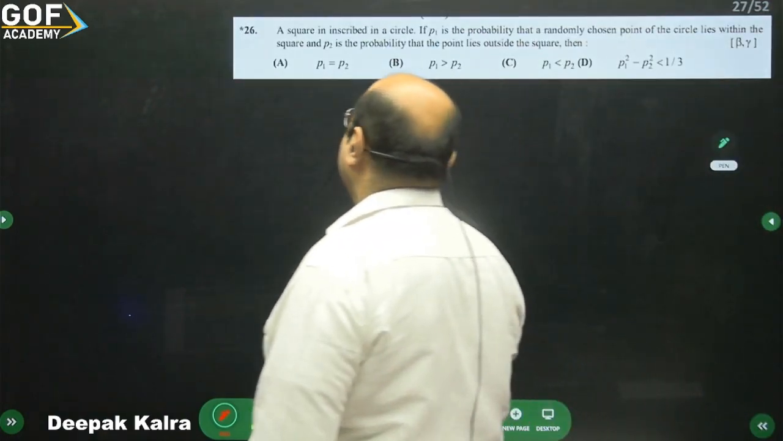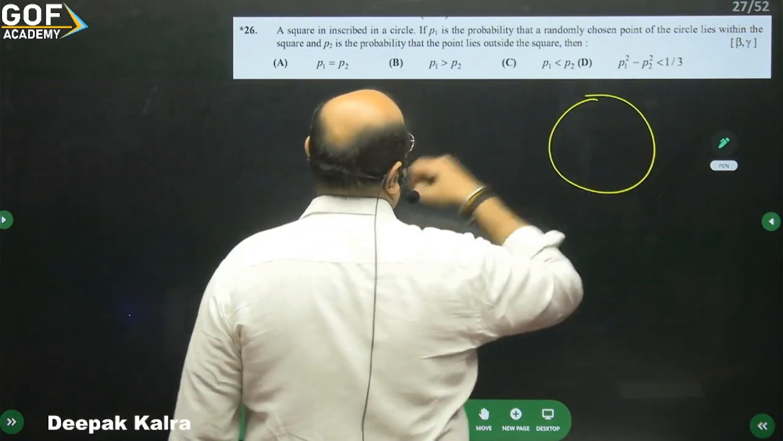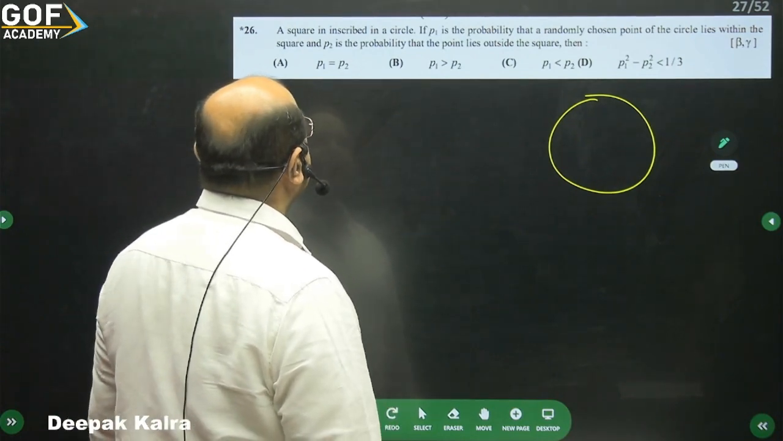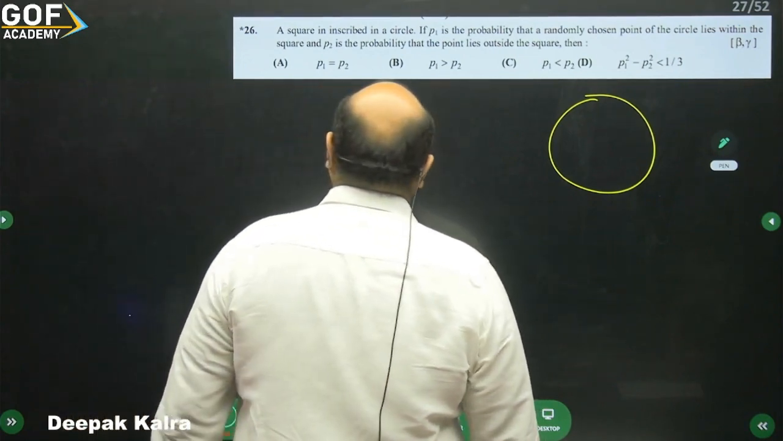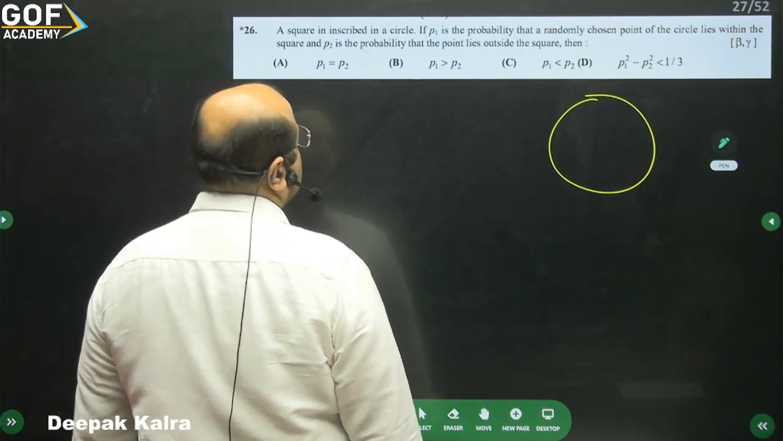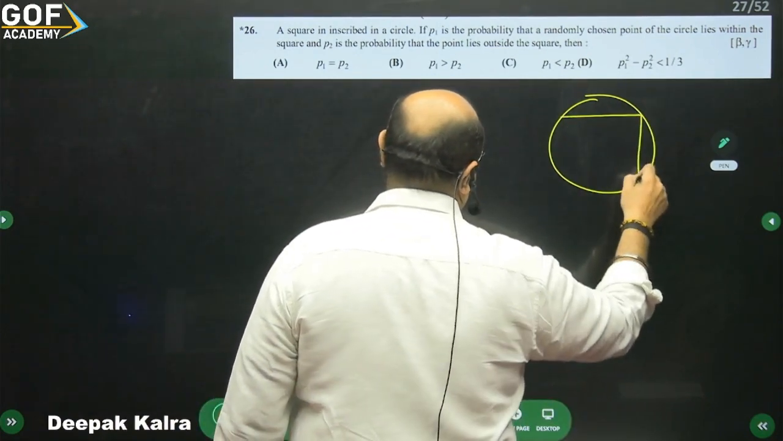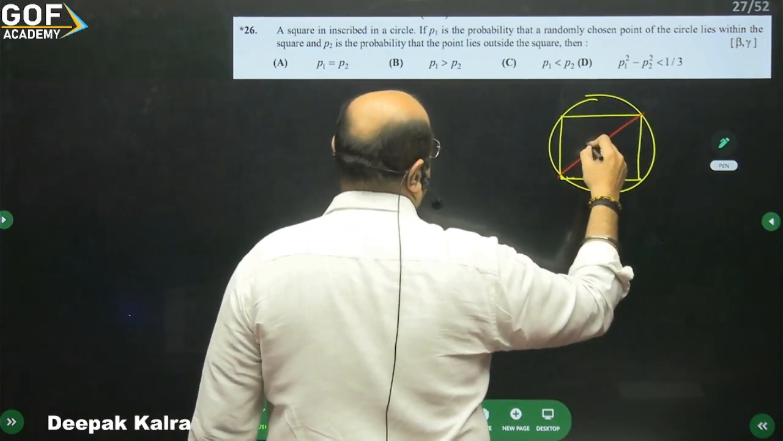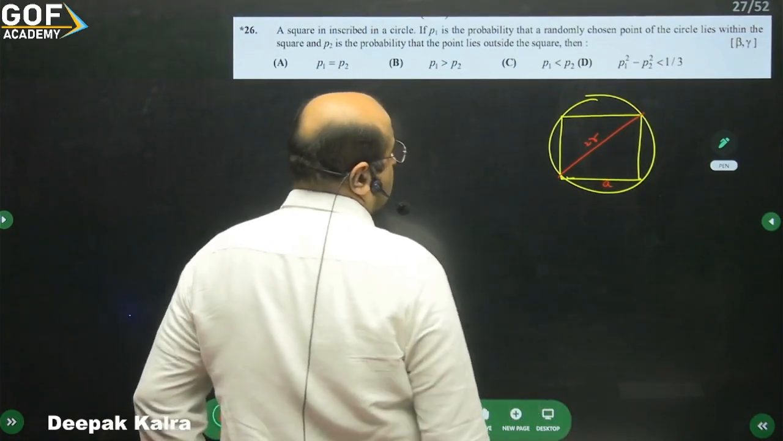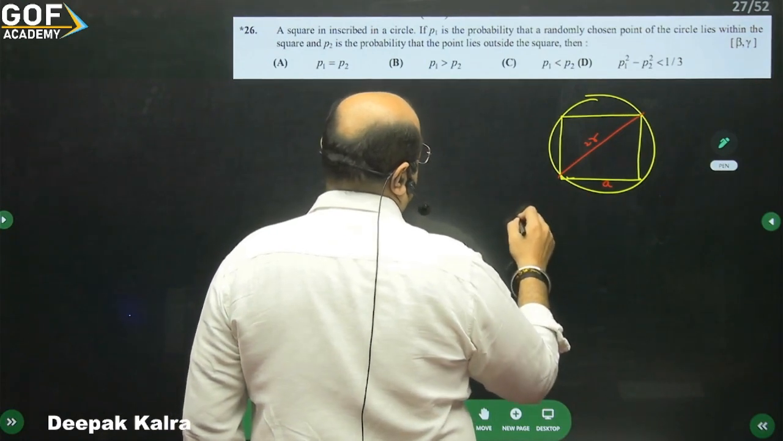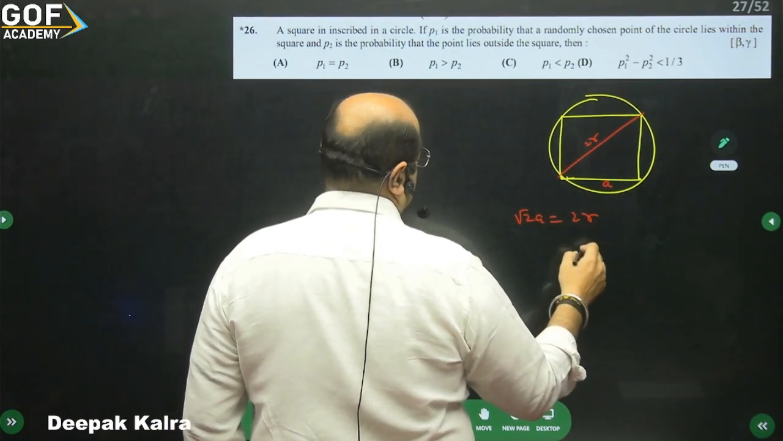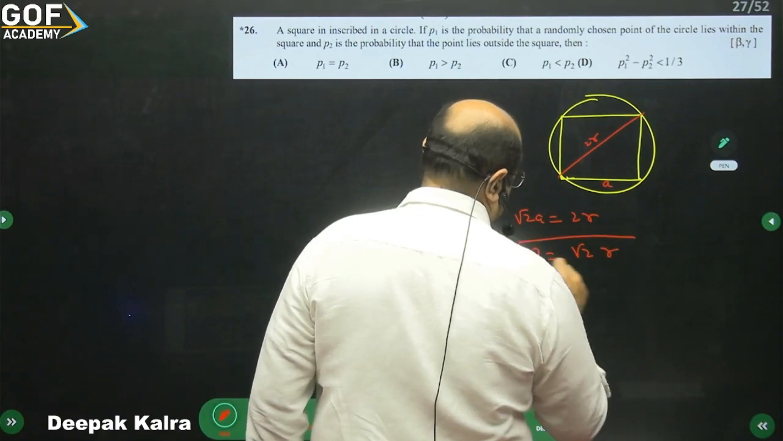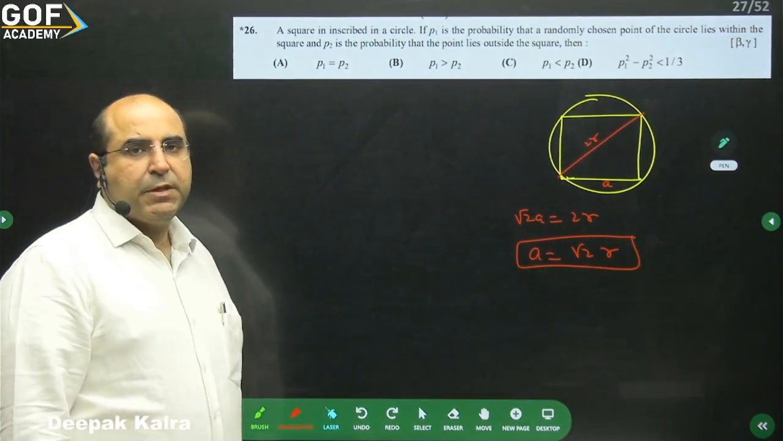26. A square is inscribed in a circle. If P1 is the probability that a randomly chosen point of a circle lies within the square, and P2 is the probability that the point lies outside the square. So 2R is the diagonal, A is the side, let us suppose. So root 2 A is equal to 2R. So A equals root 2 R. Am I clear?